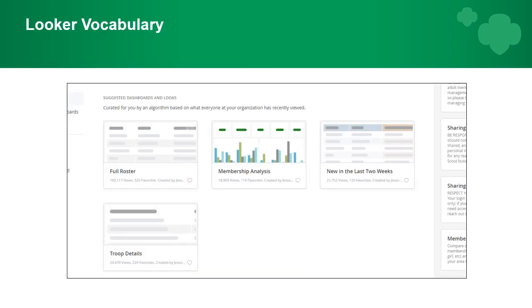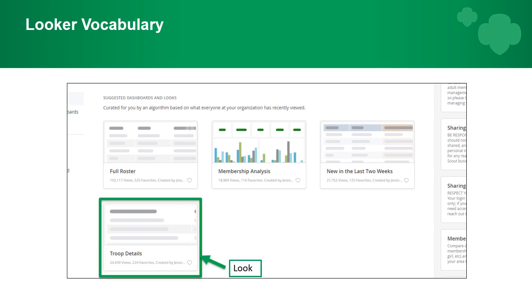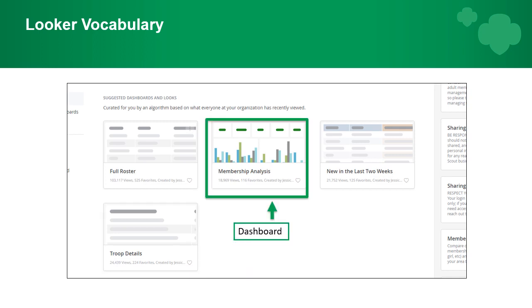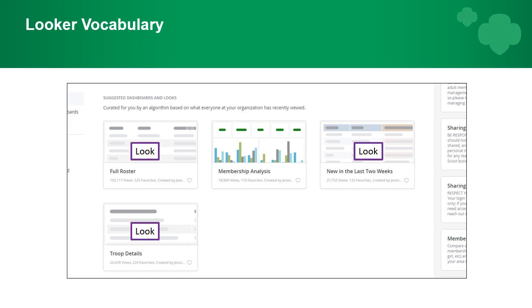Now, on to Looker-specific vocabulary. There are dashboards and looks in Looker. A look gives you a specific list of information. A dashboard has several looks on it to give you a bigger picture. You have access to 3 looks and 1 dashboard.